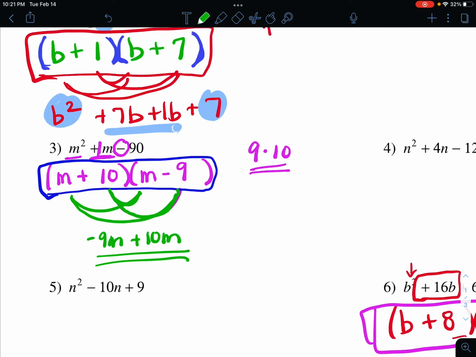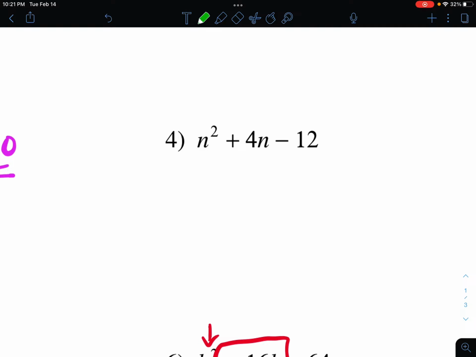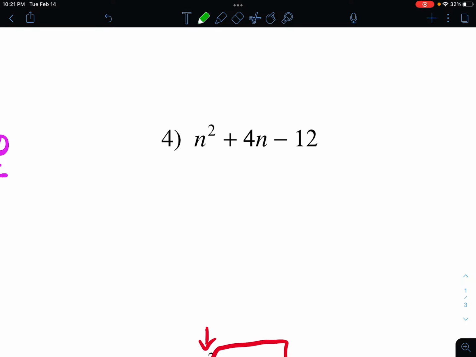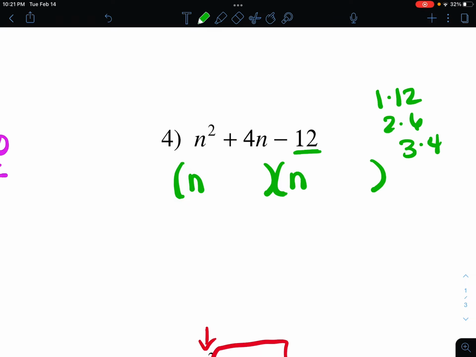So let me do one more of those with a minus. I'll just scoot over here and do number 4. Okay, so it's the same kind of problem. I know that I'm going to have my 2 parentheses, and my n and my n. I know that my 2 numbers are going to have to multiply to equal 12, right? So I could use a 1 and a 12, a 2 and a 6, or a 3 and a 4. This time, they're going to have to equal 4, right? And notice it's a positive 4.